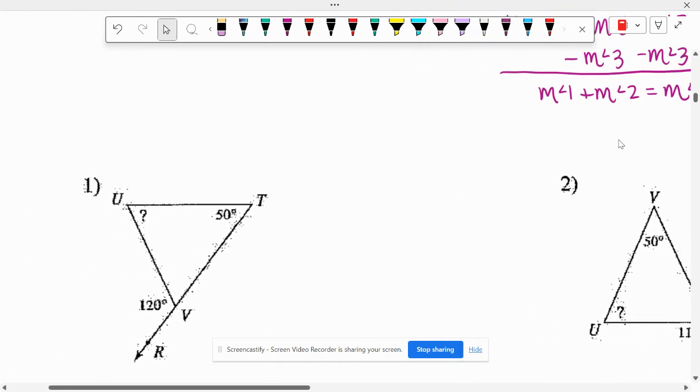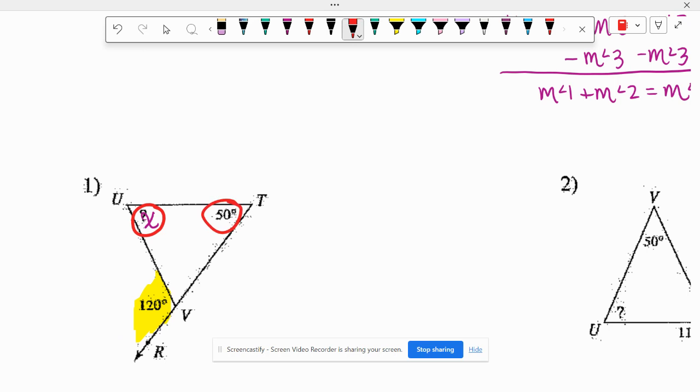So in this first example, I'm going to call this X. And I'm going to highlight my outside angle. This is my exterior angle. What two angles don't touch that at all? Well, this one and this one. They're non-adjacent. So what does that mean? Well, that means 120 equals X plus 50.